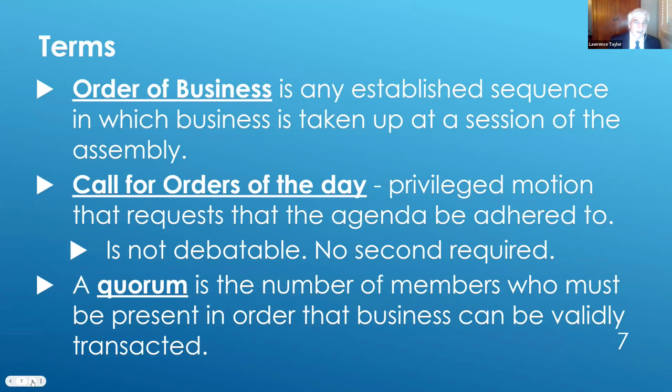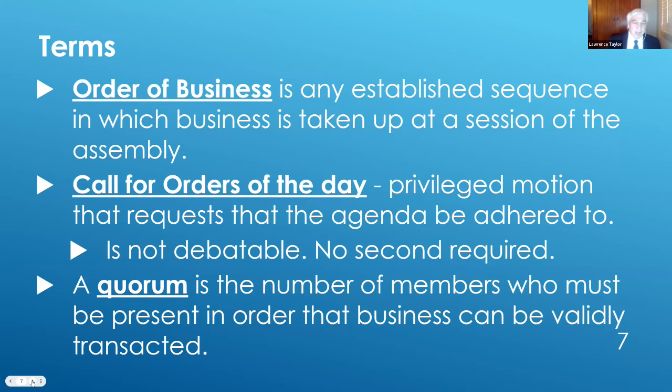So just a couple of terms. The order of business is any established sequence in which business is taken up at a session of the assembly. You can write in your bylaws an alternative order of business, and if your organization has done that, then that becomes the order of business that you follow, and it replaces what is in the parliamentary authority. So if you always want to do new business at the beginning, you can certainly propose that as a bylaw, and if the body agrees to it and builds it into the bylaws, then that becomes the order of business.